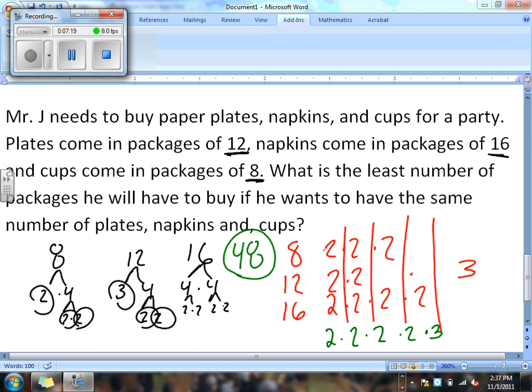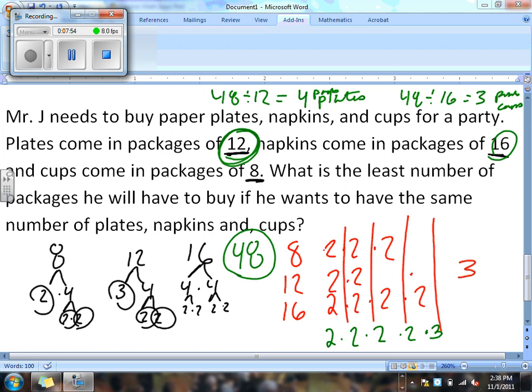So that means if I'm going to buy plates, 48 divided by 12 because they come in packages of 12 will tell me how many packages I need to buy. So in this case, I'm going to have to buy 4 packages of plates. All right. One package is 16 napkins, so we'll go 48 divided by 16. And we should have 3 packs of napkins.